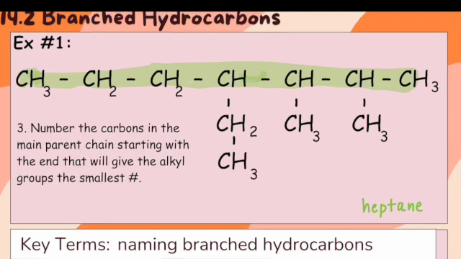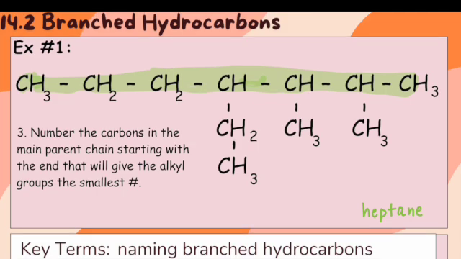Third step is to number the carbons in the main parent chain, starting with the end that will give the alkyl groups the smallest number. Okay, again, these alkyl groups are the smaller branches that are coming off of that main chain. And we have 3 of them in this case. So we have this one, we have this one, and we have this one. Okay, so we want to start numbering our parent chain so the alkyl groups are branching off from the lowest numbered carbons. So in this case, we have to start from the right. So we label this one carbon 1, carbon 2, carbon 3, carbon 4, 5, 6, and 7.